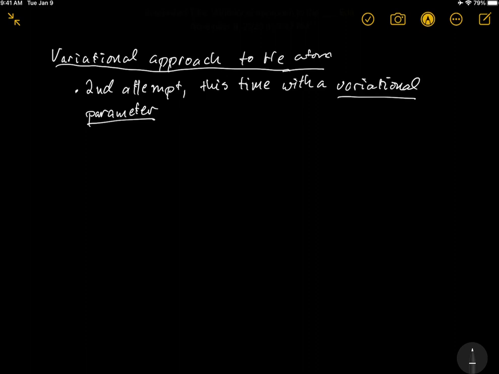For this lecture video, we'll continue with our variational approach to the helium atom. This is our second attempt. In our first attempt, we used the variational approach, but we did not use parts of it. We didn't actually go as far as introducing a variational parameter.